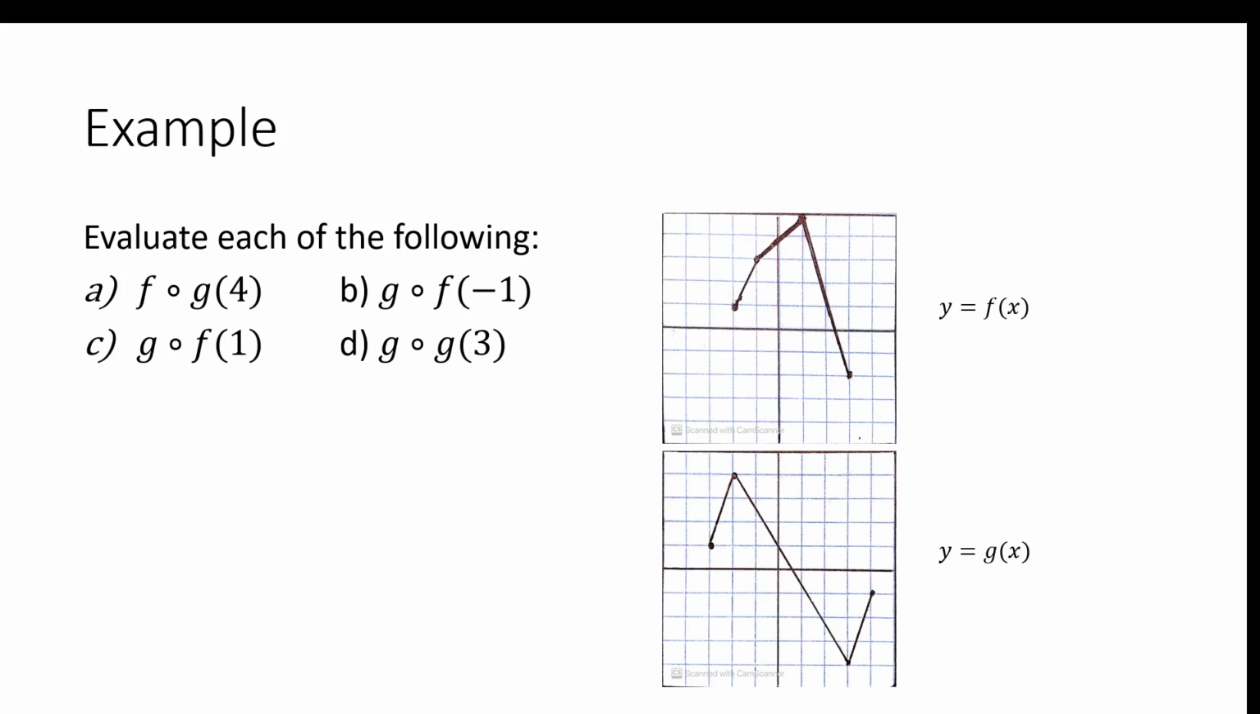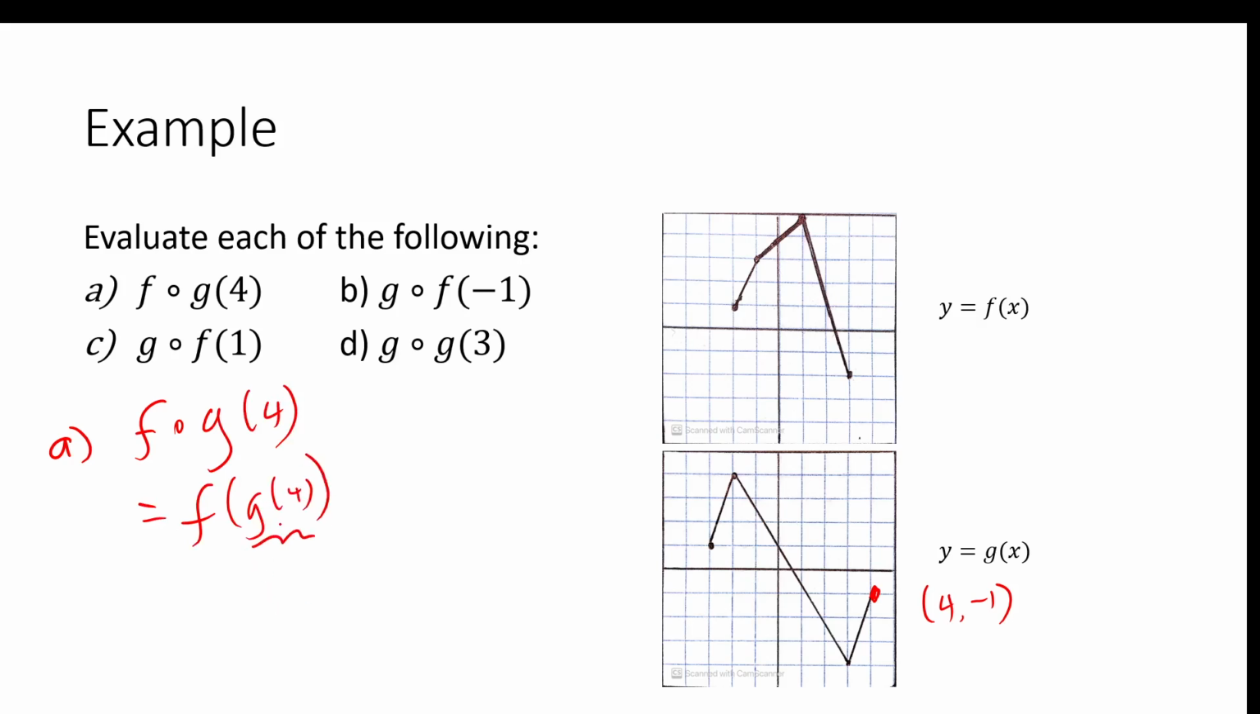All right, let's do this next question here. We have f of g of 4. To find f of g of 4, what we can do is first of all find out what g at 4 equals. Well, g at 4 is equal to negative 1, because in the g function, when x is 4, y is negative 1. So for part A, f of g of 4, I'm going to work from the inside out. We find out what g at 4 is, which we just said a minute ago is negative 1. So we have f of negative 1.